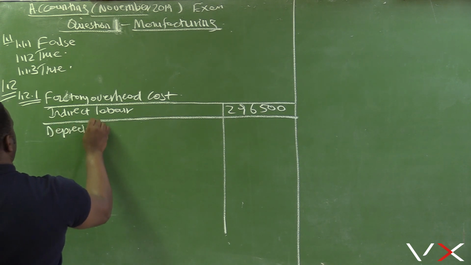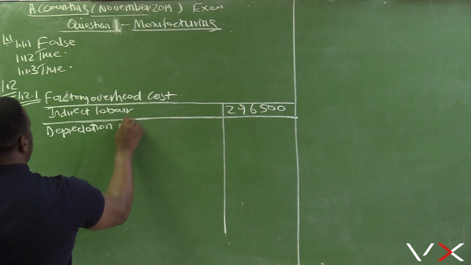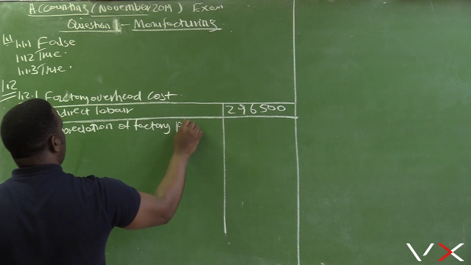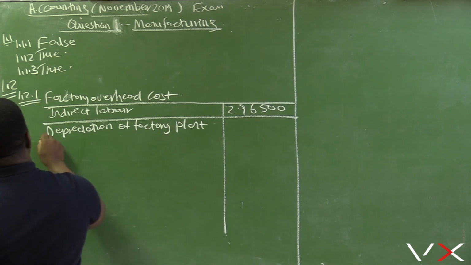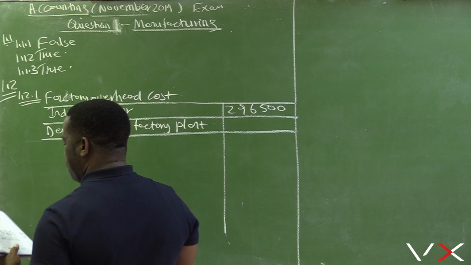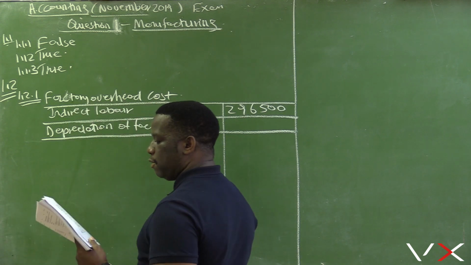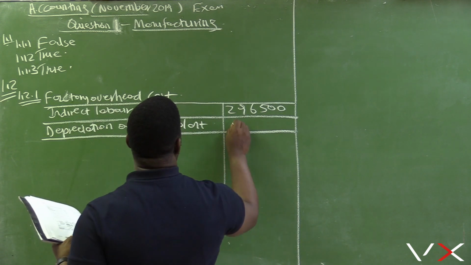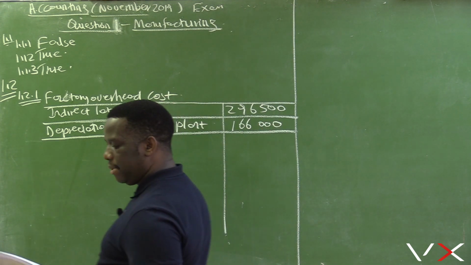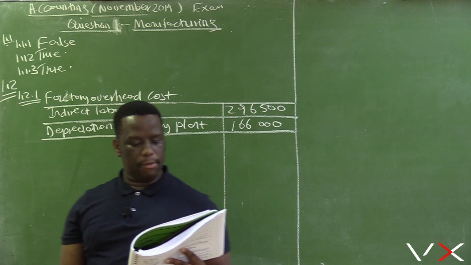We also have depreciation of factory plant. There is no adjustment for depreciation of factory plant. This is part of factory overhead cost, and the amount is 166,000.